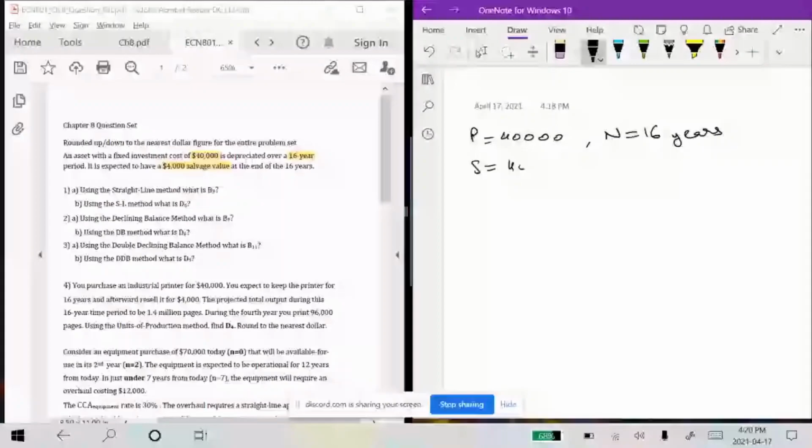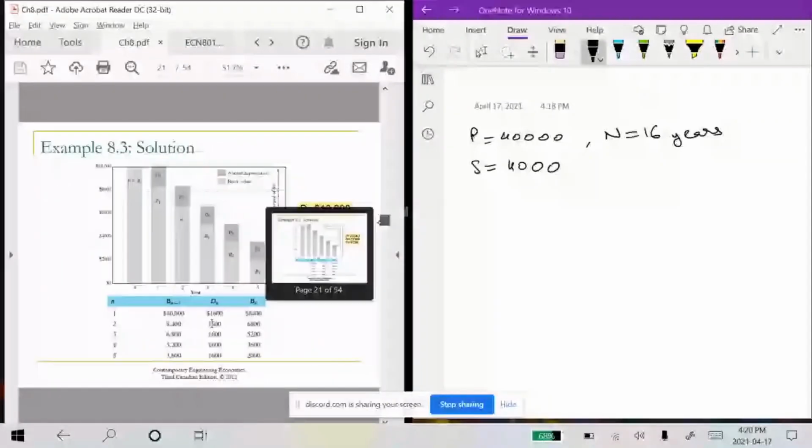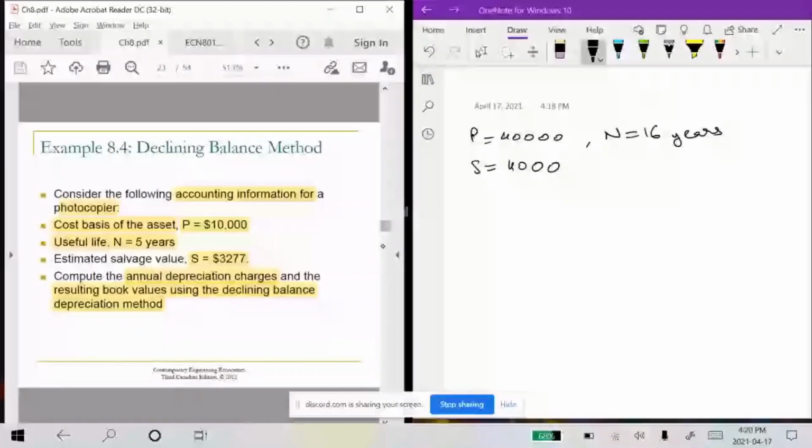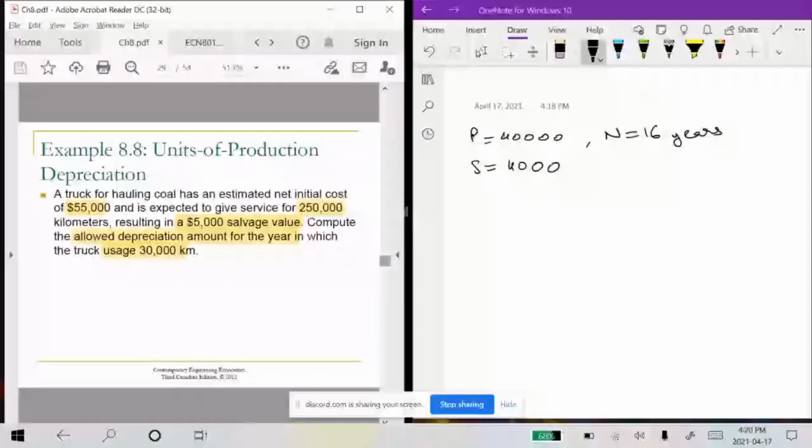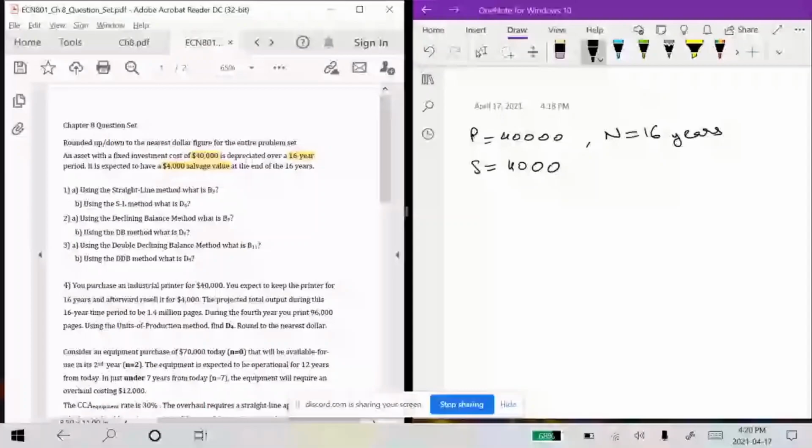Chapter 8 basically deals with depreciation of costs and all investment depreciations. There are 3 methods that they showed us. One is the straight line method. The other one is the declining balance method, and then the units of production depreciation. This question asks us to use the straight line method. For this one, the formula is right here.